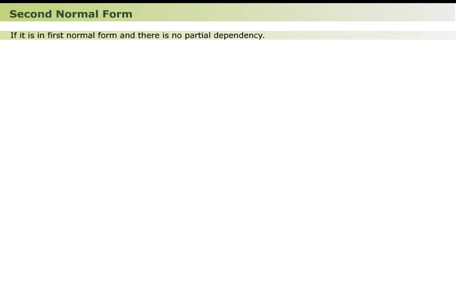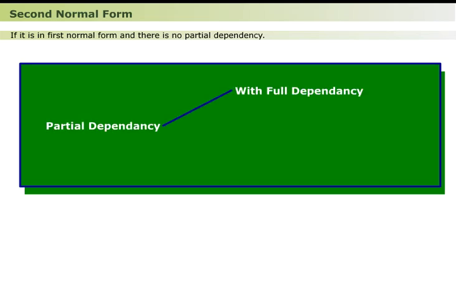Normal form. Second normal form. A table is said to be in second normal form if it is in first normal form and there is no partial dependency. Dear learners, there are two possibilities for existence of partial dependency. Each one is treated in a different way. These are along with full dependency, and without full dependency. Let us discuss each in more detail.